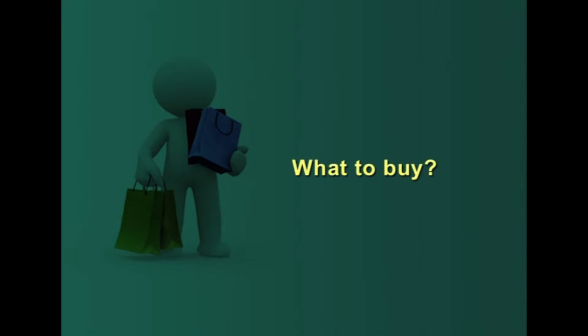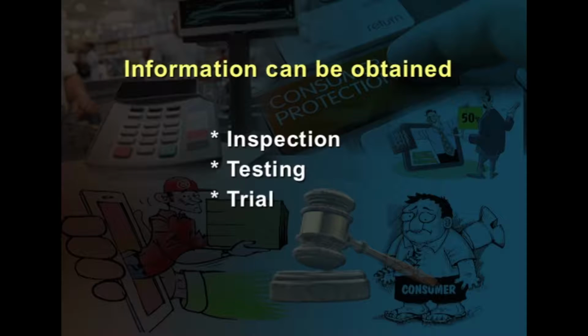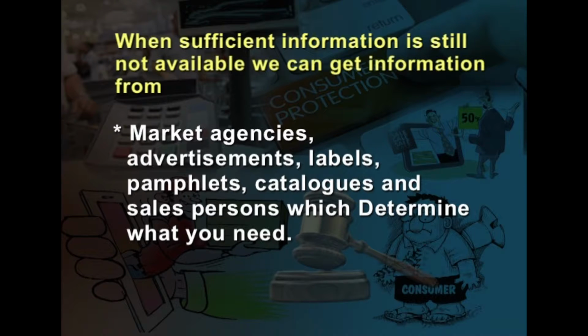Well, let us first look at what to buy. This involves selection of items that will satisfy a want or wants of a family. The consumer should have adequate information about the items wanted. He needs to obtain this information by himself. Three ways by which information can be obtained are inspection, testing, and trial. When sufficient information is still not available, we can get information from market agencies, advertisements, labels, pamphlets, catalogs, and salespersons, which determine what you need.